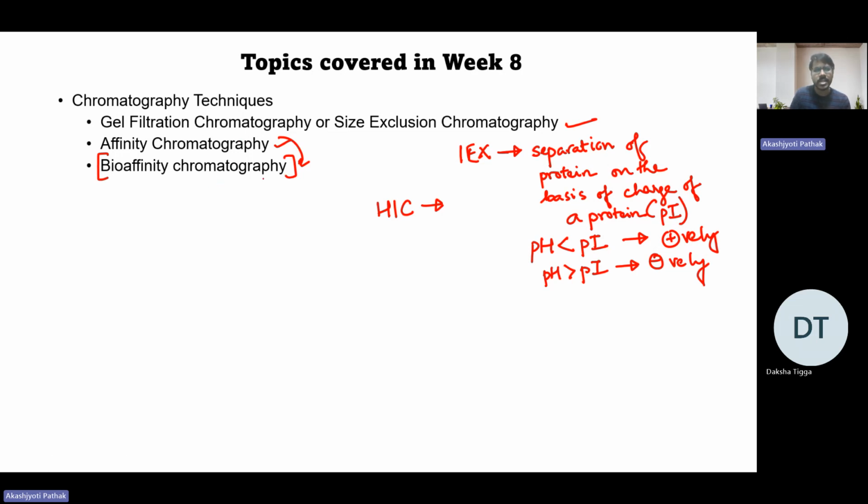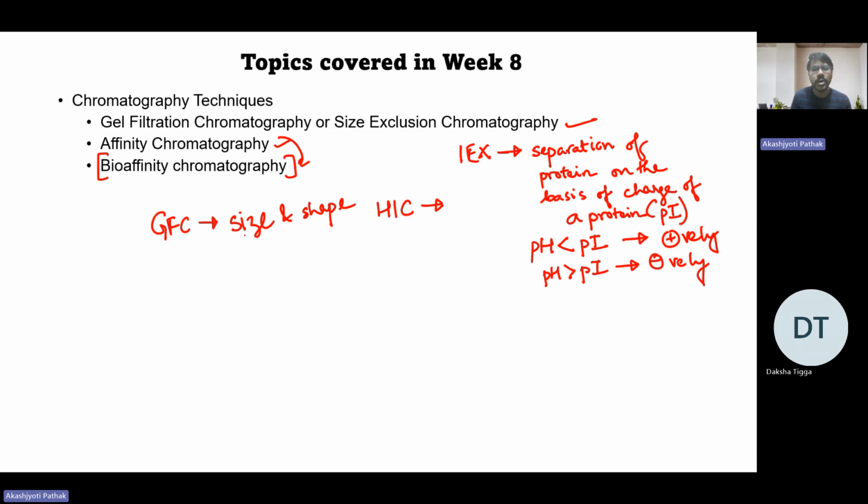So what is gel filtration chromatography? When we are separating proteins on the basis of their size, not only on the size, mainly the correct thing to say is that we are separating proteins on the basis of size and shape of a protein. Okay. So not only the size is important for gel filtration chromatography, the shape is also very important.